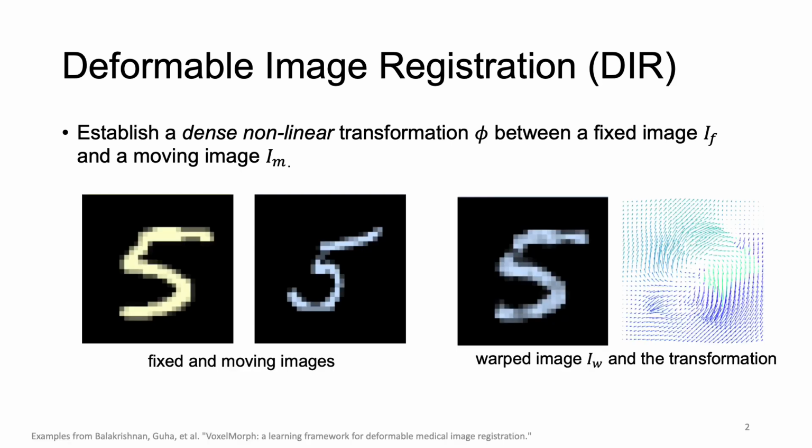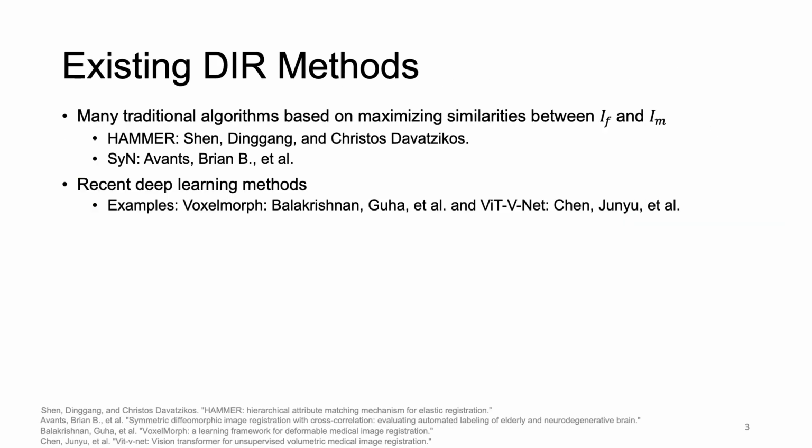For example, given the fixed and moving image on the left, the spatial transformation on the right will warp the moving image to make it align with the fixed image. There are many traditional registration algorithms based on maximizing similarity between the fixed and moving images. Recently, deep learning has also been used for deformable image registration. Compared with other tasks, learning registration does not always require ground truth.